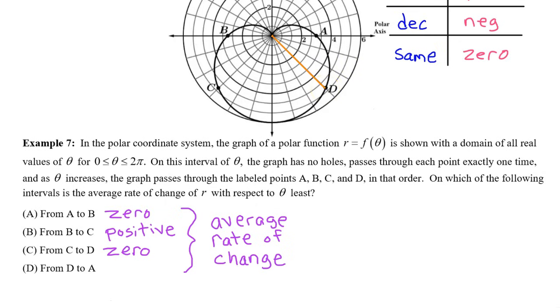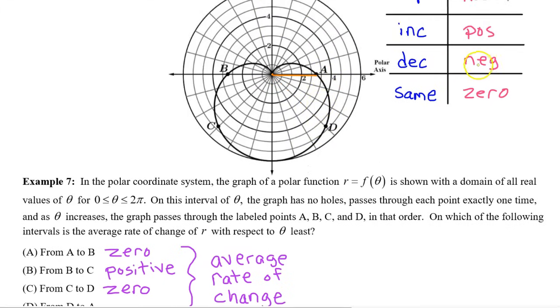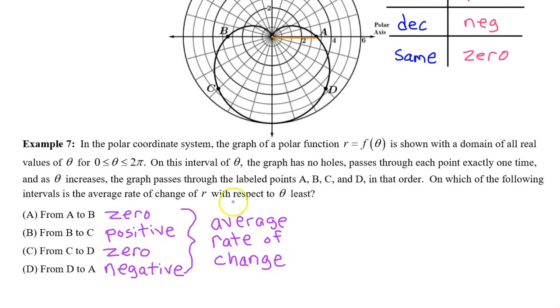And finally, on the interval from d to a, we can see that the r value is decreasing on this interval. Therefore, the rate of change of r on this interval will be negative. We were looking for the interval on which the average rate of change of r with respect to theta is the least. A negative average rate of change is definitely less than a positive average rate of change and less than 0. So D is the answer.